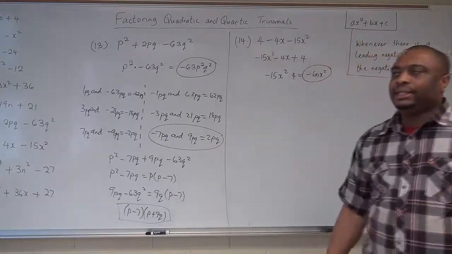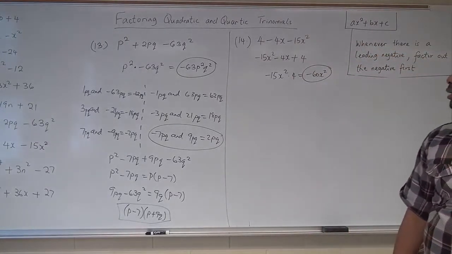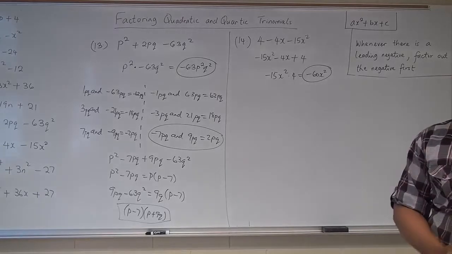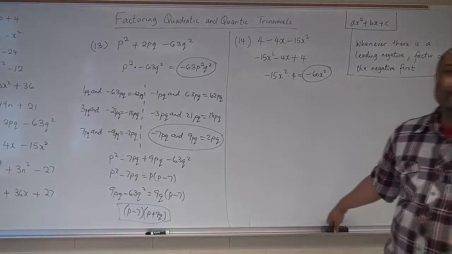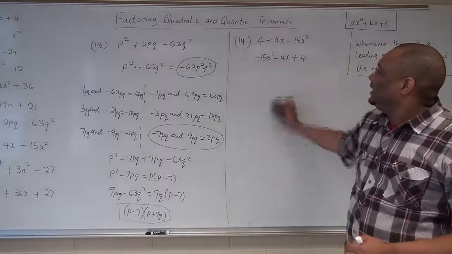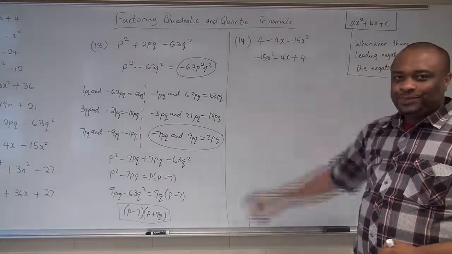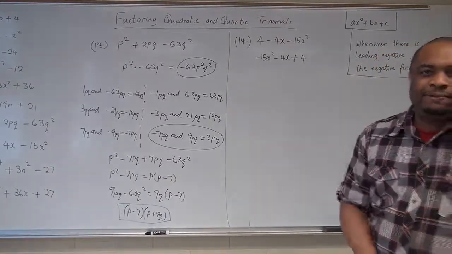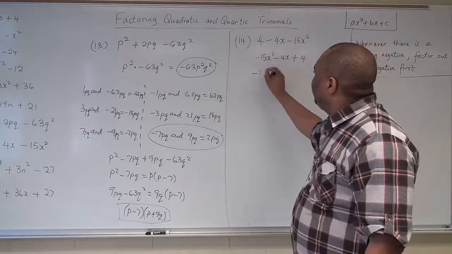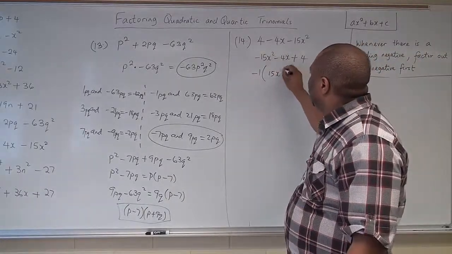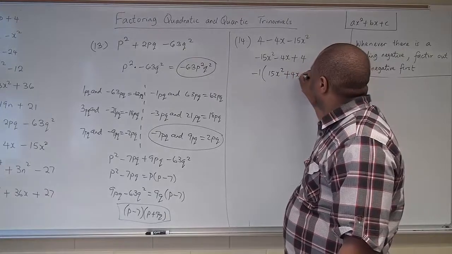So 1 and negative 60 won't work. Okay, first of all, what do we do? Before we do this, what did I just teach you? This has a leading negative, right? It has a leading negative, so factor out the negative first. Negative 1 times 15x squared plus 4x minus 4.